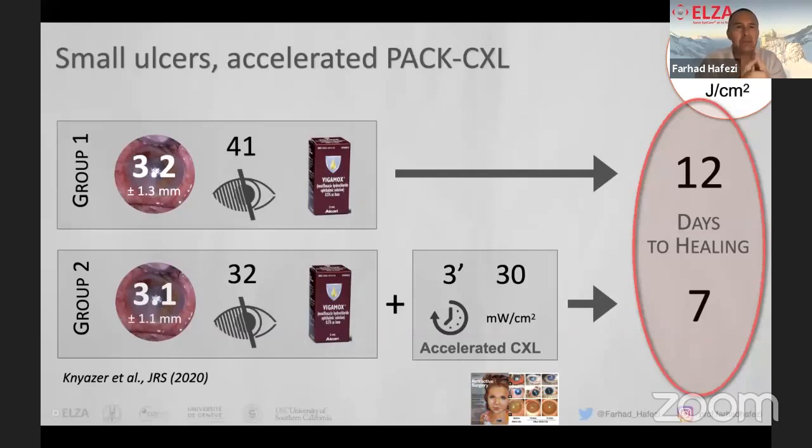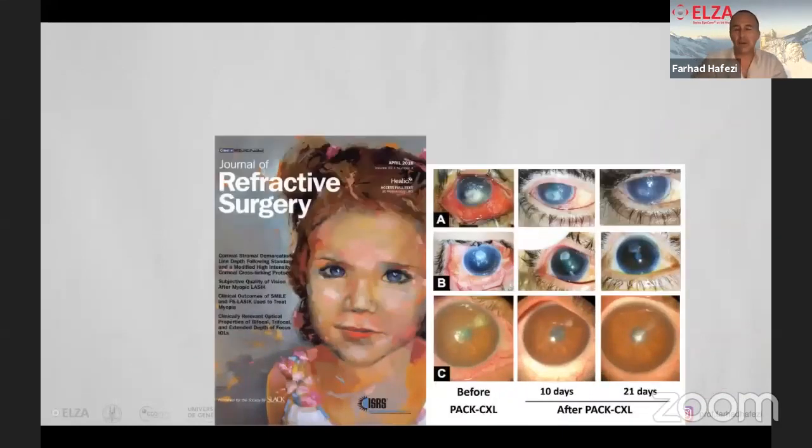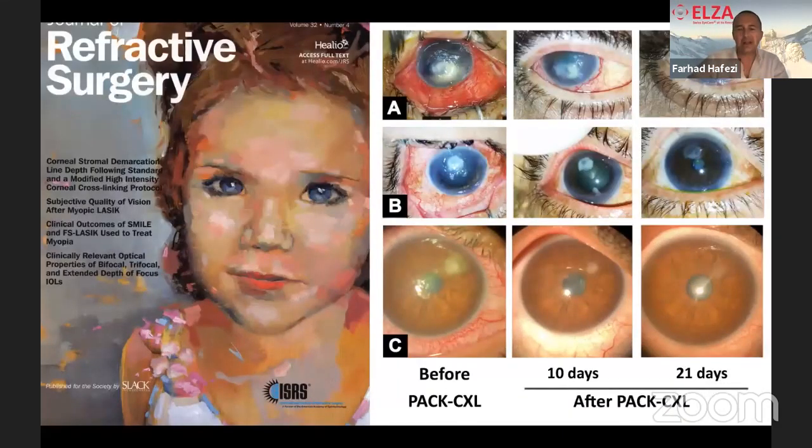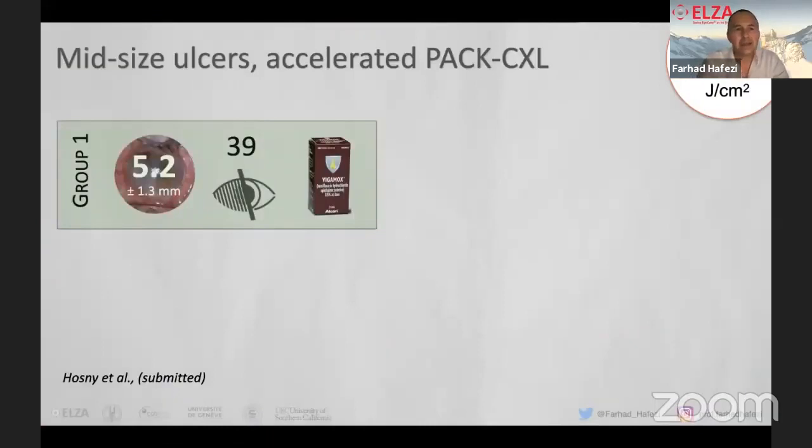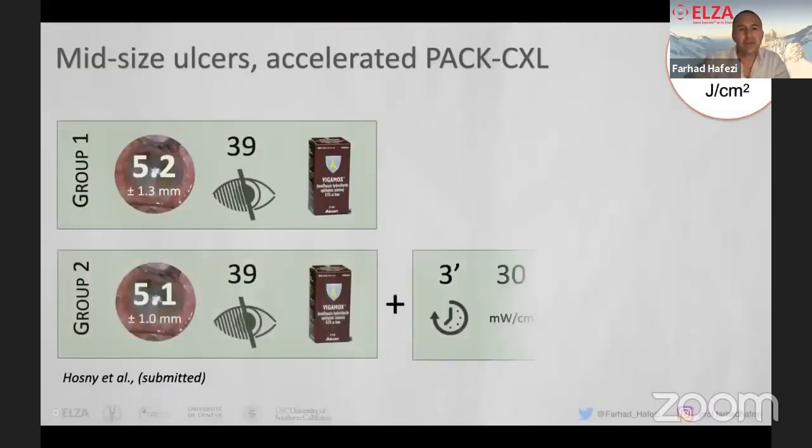And then at the same time, we did a collaboration with Egypt, with Mohamed Hosni, same protocol, same setup, a little bit bigger in ulcer size. Oh, sorry, these are the results from Israel. Now let's go to Boris Kneiser. And here we went a little bit bigger with the same setting. So we went to 5 millimeters, from 3 to 5.